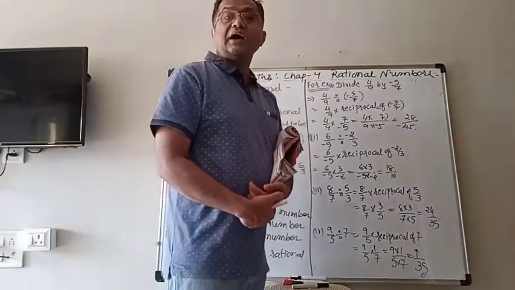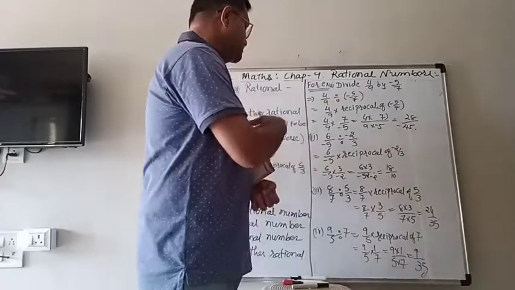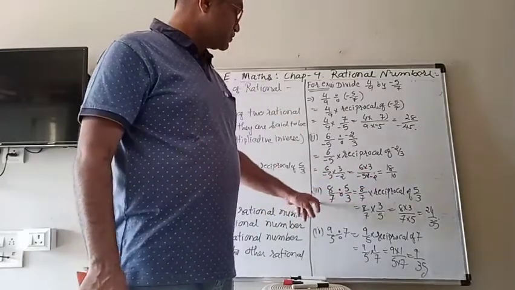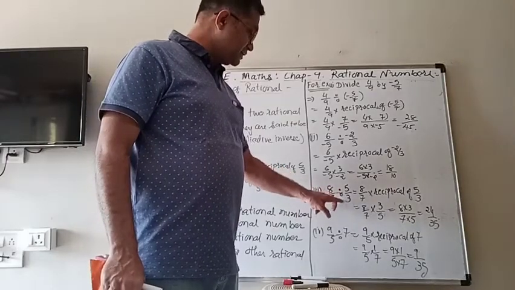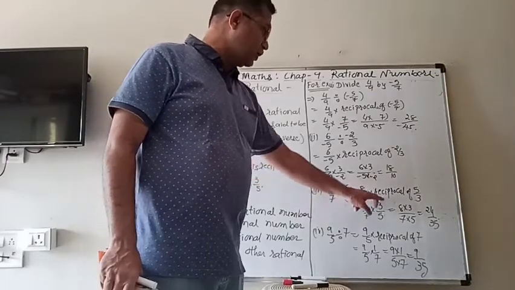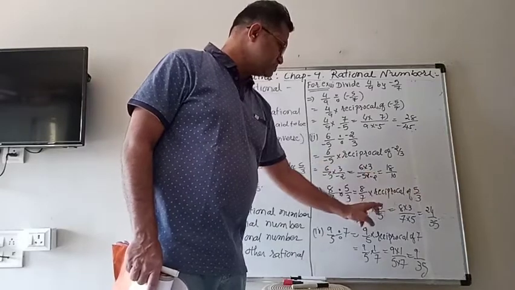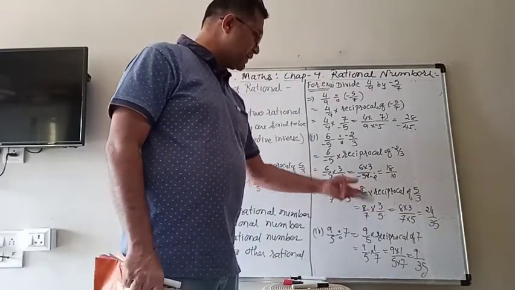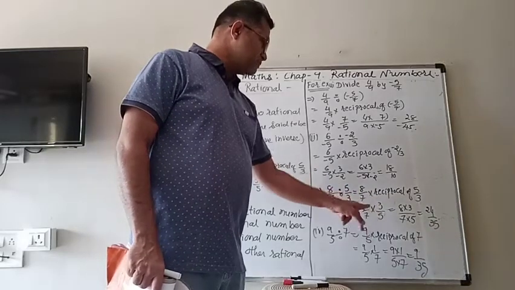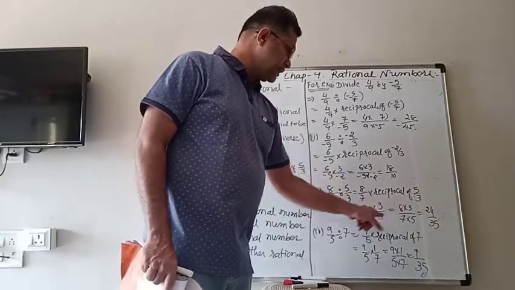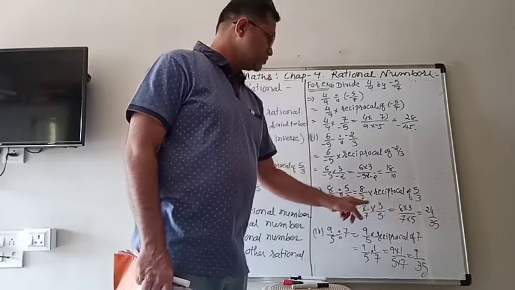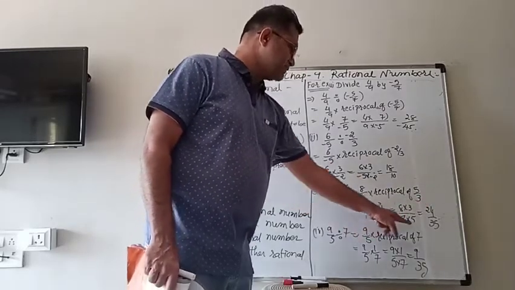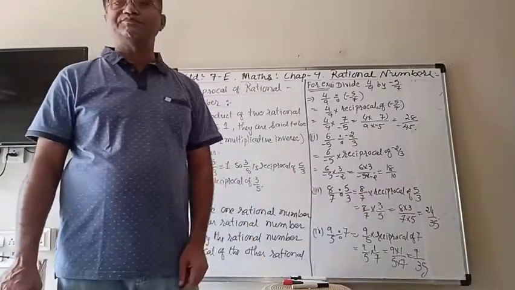Similarly, let's take another example. It is 8 upon 7 divided by 5 upon 3. So 8 upon 7 multiplied by the reciprocal of 5 upon 3, which is 3 upon 5. So 8 upon 7 as it is, multiplied by 3 upon 5, then numerators and denominators are multiplied. So 8 3s are 24 upon 7 5s are 35.